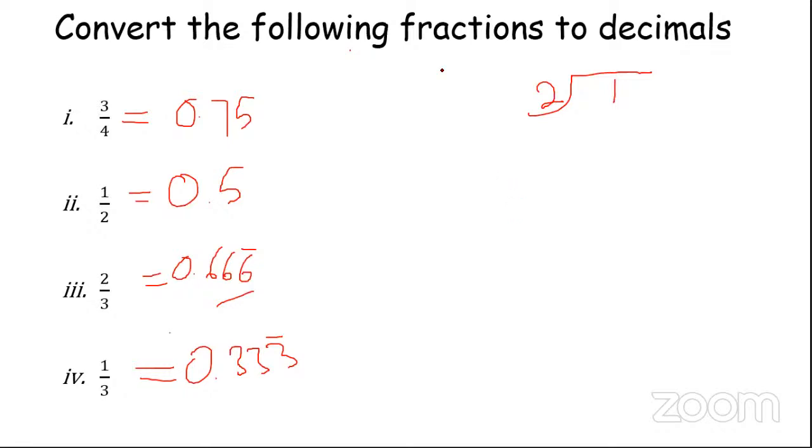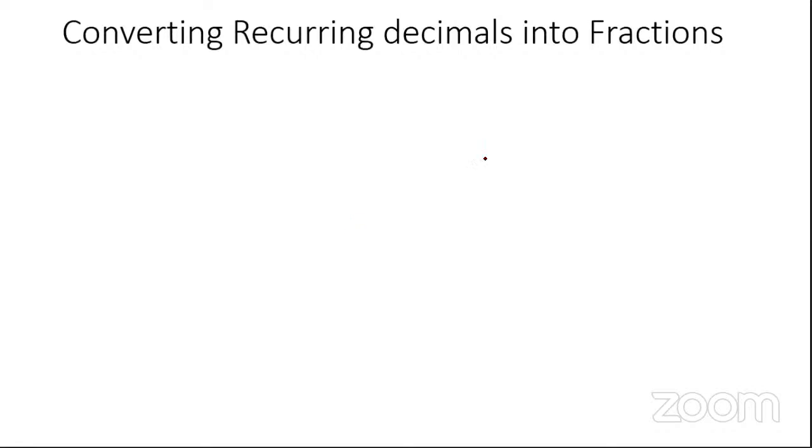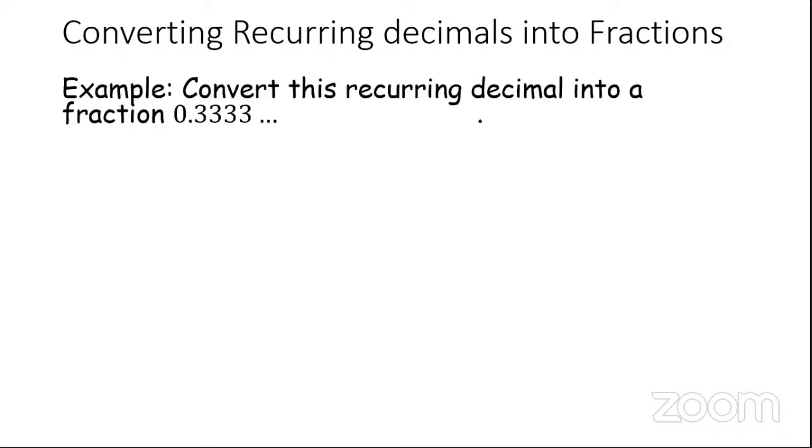Okay, let us now proceed. So we are now going to convert from recurring decimals to fractions. So I'm saying convert this recurring decimal into a fraction. So the recurring decimal is 0.3333 recurring. So who can tell us what we are going to do?